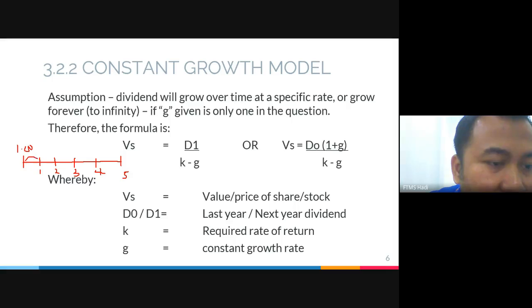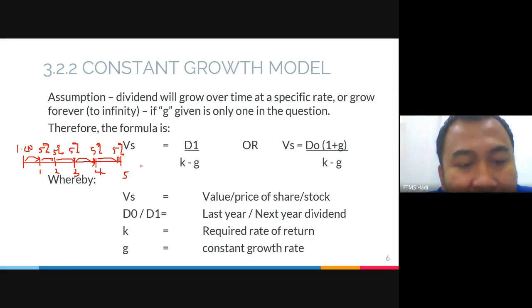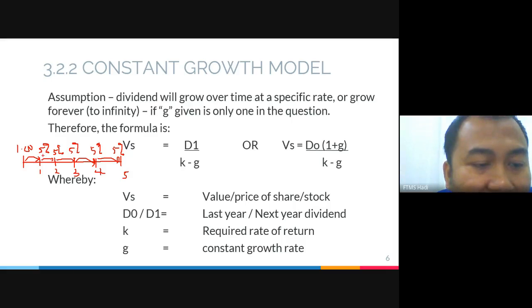For year 1, the dividend will increase by 5%. Going to the second year, it will increase again by 5%. From year 2 to year 3 is also increased by 5%, from year 3 to year 4 also by 5%, and from year 4 to year 5 is also 5%. It means the constant growth model indicates that every year the company will experience the same growth rate, which is 5% in this case.